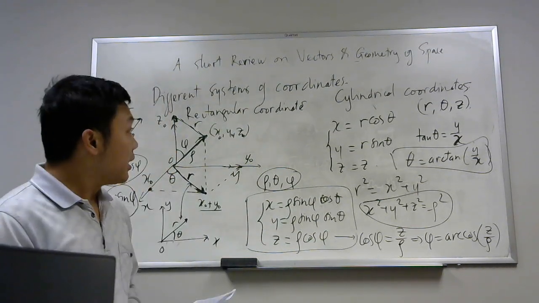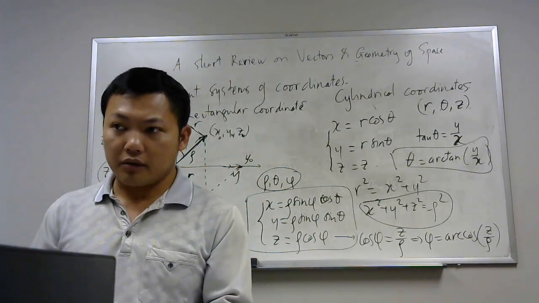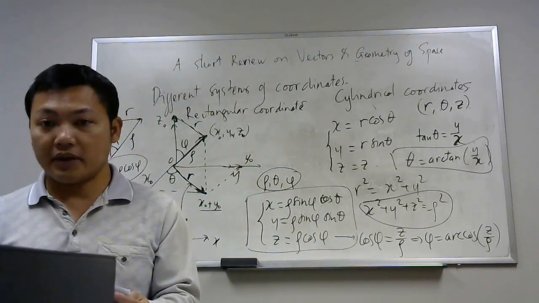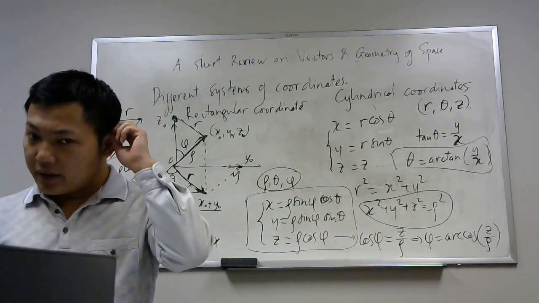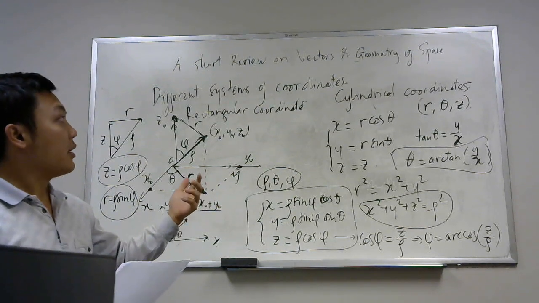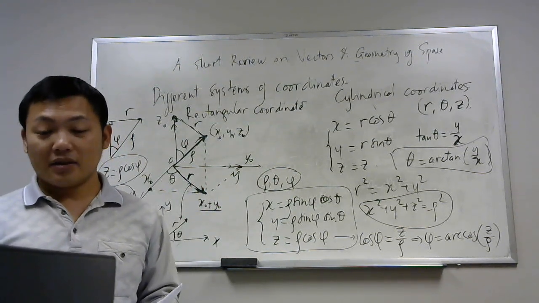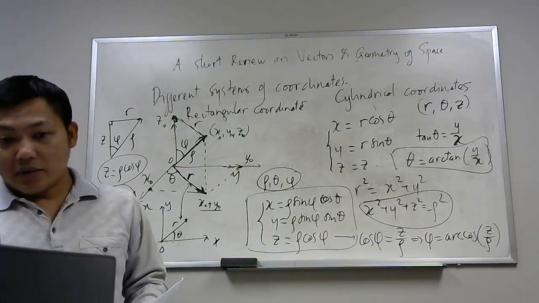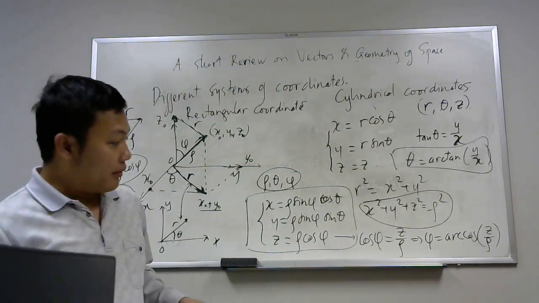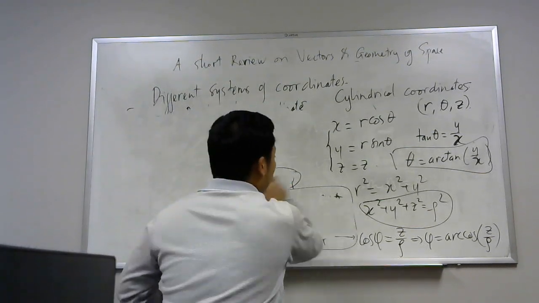Another topic in this chapter is that we're concerned about different surfaces, and of course, since we have three different systems of coordinates, we might write equations of our surfaces in different systems of coordinates. Let me consider one example and then we stop the review.